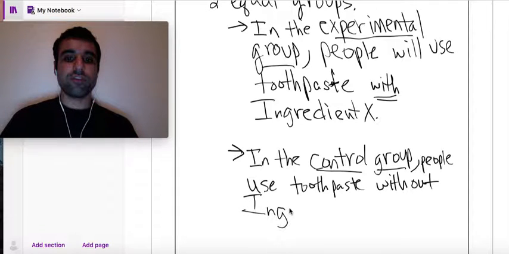And then, of course, you're going to compare the results between the two groups at the end, but we don't need to say that. That goes without saying.